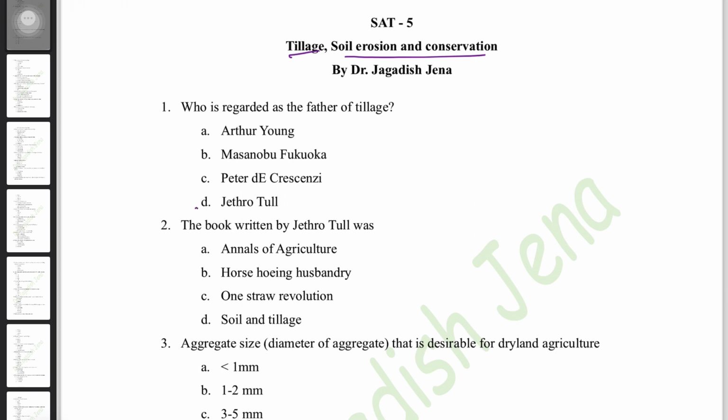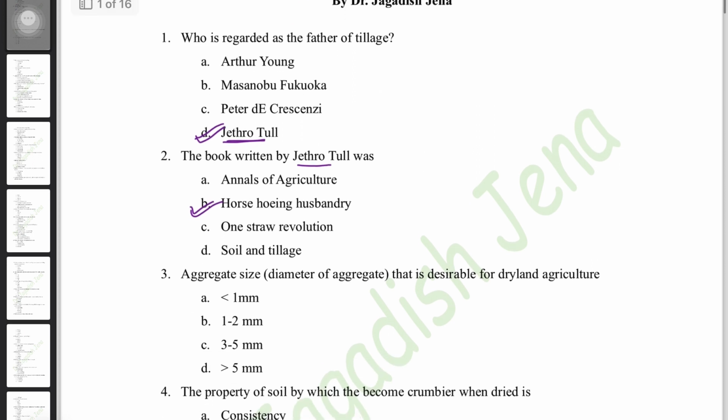Everyone must know this. This is Jethro Tull. Which book he has written? That is Horse Hoeing Husbandry. So our next question is, the book written by Jethro Tull is Horse Hoeing Husbandry. Okay, so Jethro Tull is considered as the father of tillage. Initially he was the first one who used the term weed as well. So he has written the book Horse Hoeing Husbandry.